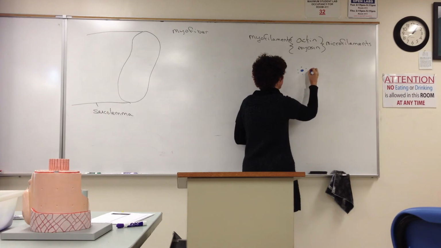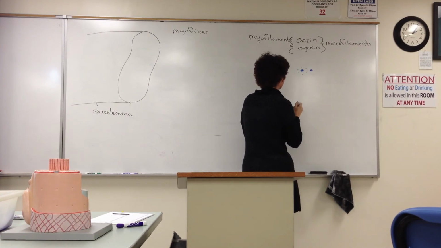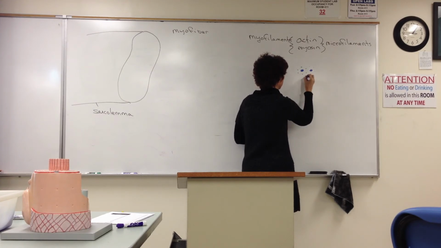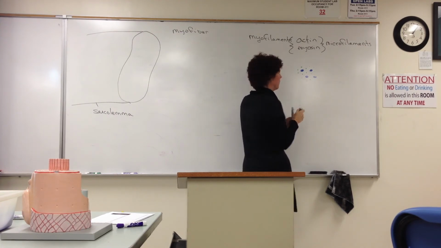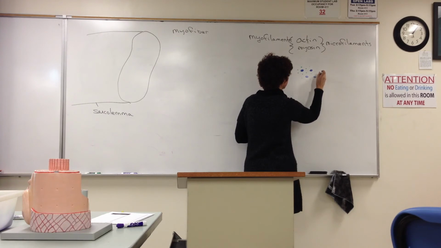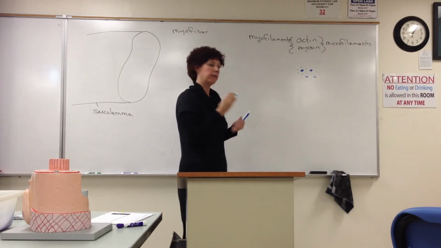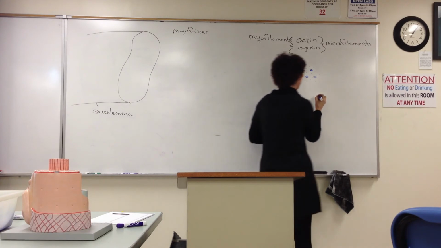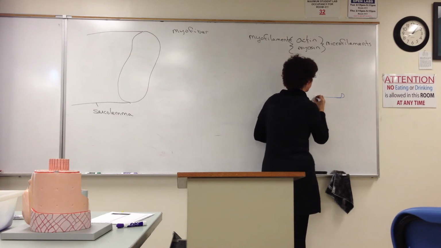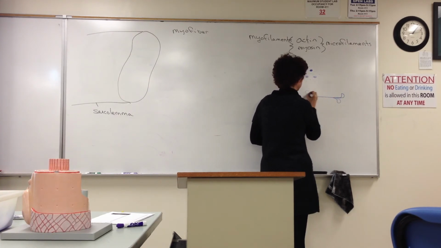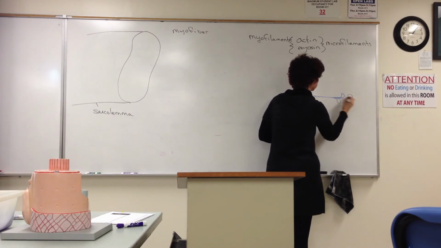So here would be another myosin. And there would be the actin. And here would be a myosin. Here would be a myosin. So they can share them. Now remember, myosin has the golf club-like heads. And if we put more than one myosin protein together, we have this pattern.